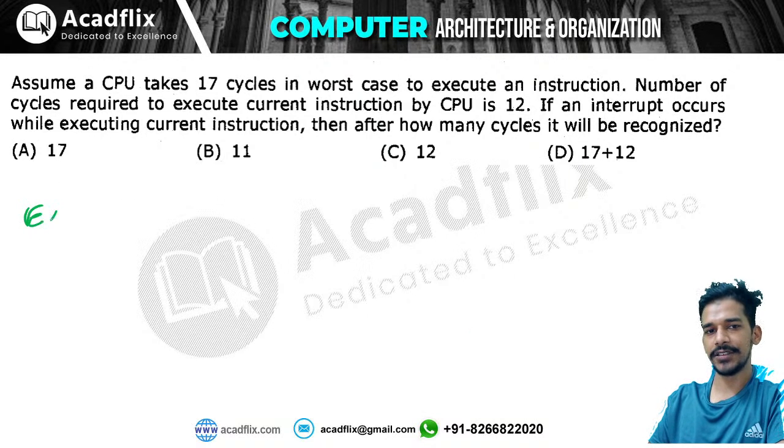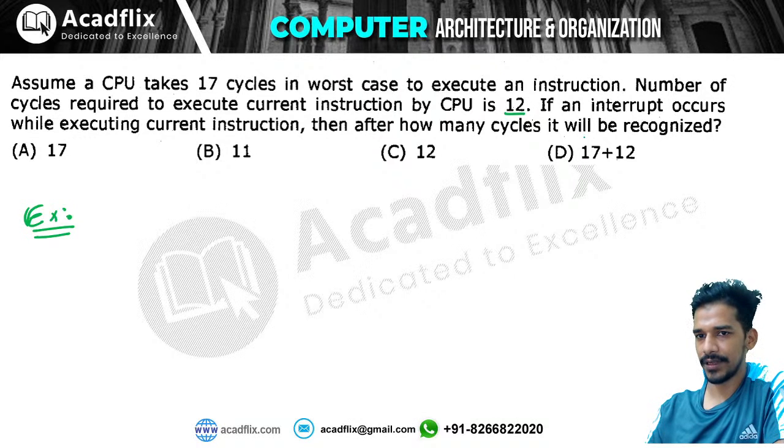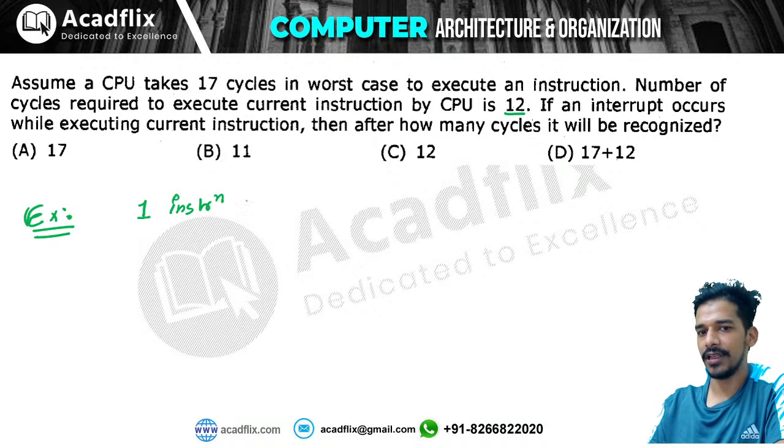Okay, so next question: assume a CPU takes 17 cycles in the worst case to execute an instruction. Number of cycles required to execute the current instruction by the CPU is 12. If an interrupt occurs while executing the current instruction, then after how many cycles will it be recognized? It is saying that we have an instruction, and to execute one instruction, which is a very logical question, it takes 17 cycles. Number of cycles required to execute the current instruction by CPU is 12, in the worst case.